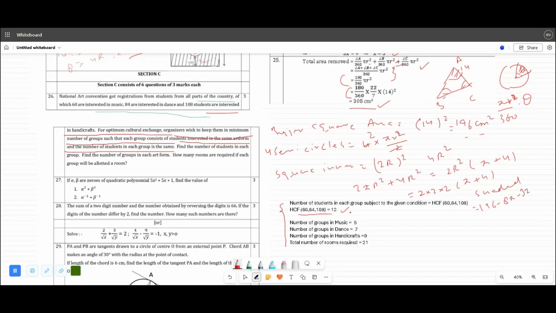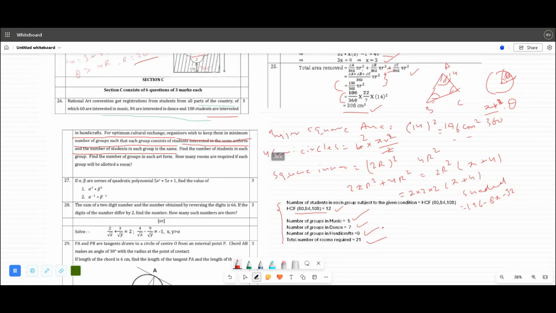Now obviously you cannot break people away, no? So each group will have at least same unit, okay, and each group will have same number of students, right? These are the constraints given. So say 12 is the number of students in each group. तब आप लगा लीजिए नंबर ऑफ ग्रुप्स कितने बनेंगे म्यूजिक में, 5 7 एंड 9. तो अगर हर रूम में आप सेम ग्रुप के लोग रखना चाहते हैं तो आपको 21 रूम्स लगेंगे, राइट.